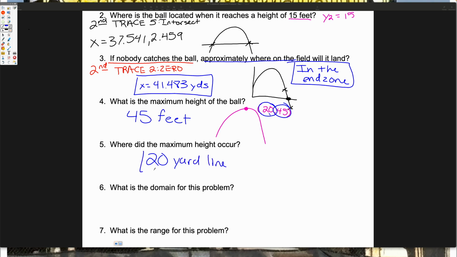You got to use a little bit of logic, a little bit of reasoning in these questions. Once again, because that maximum point was 20 yards away, we're throwing to the end zone. So he's on the 40. We threw it 20 yards. It's at the 20-yard line.